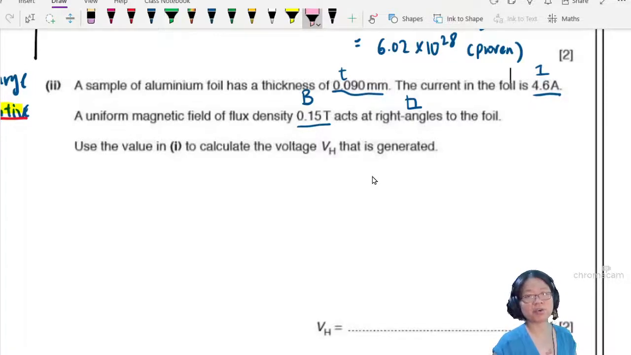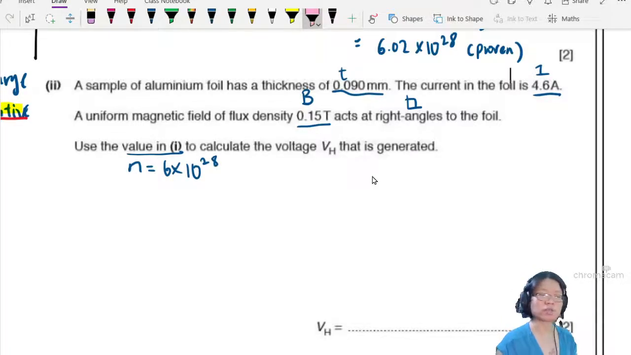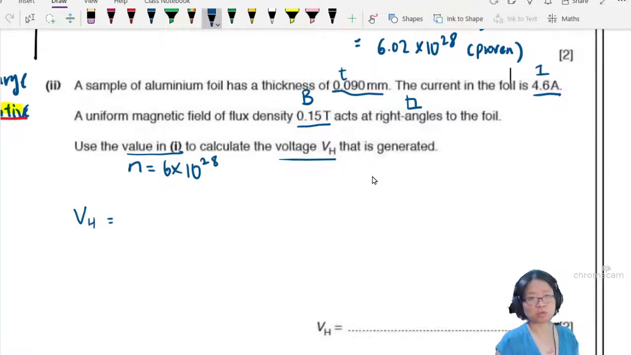So the value in 1 is the number of charge carriers per unit volume, which happens to be 6.0 times 10 to the power 28. Use the one that is given. Calculate the Hall voltage VH. They gave you the VH equation already, so that is a very nice bonus, my friends. VH here will be equal to BI over, I guess you could use their nqt because it's a cute equation.